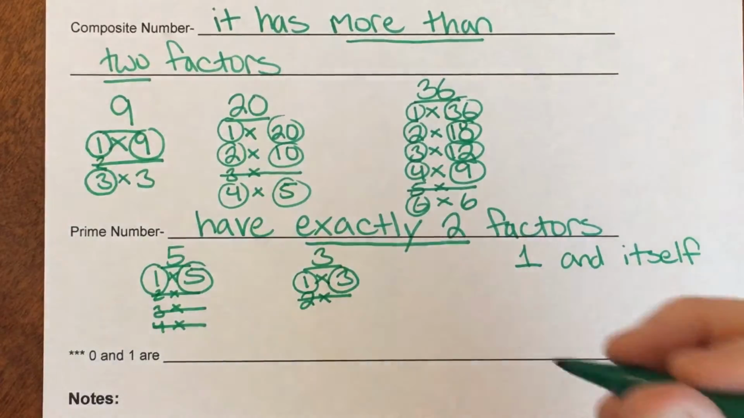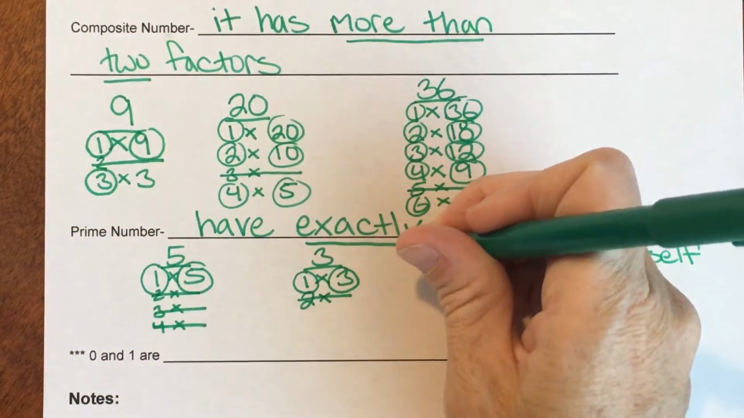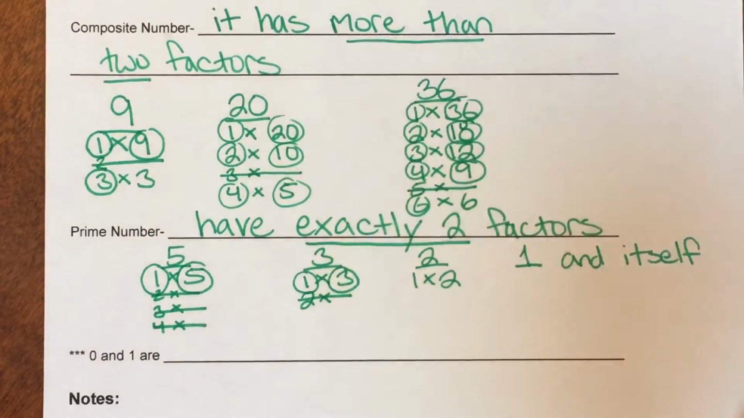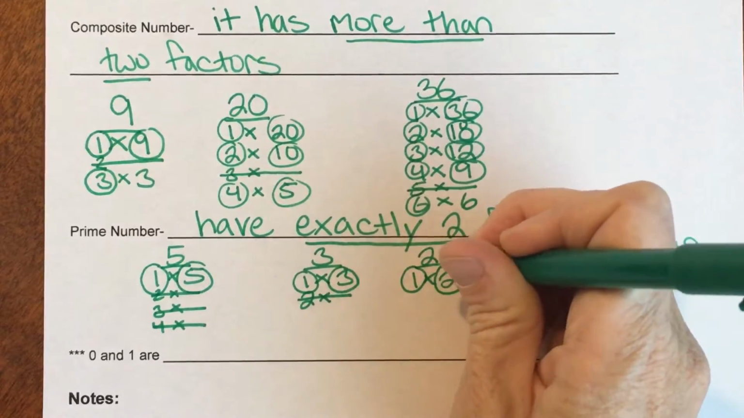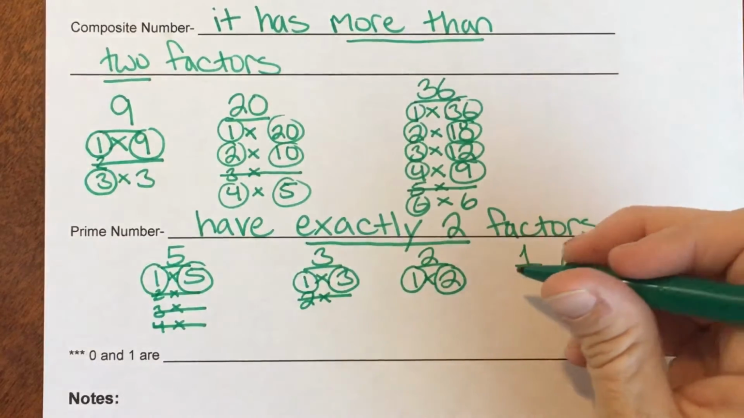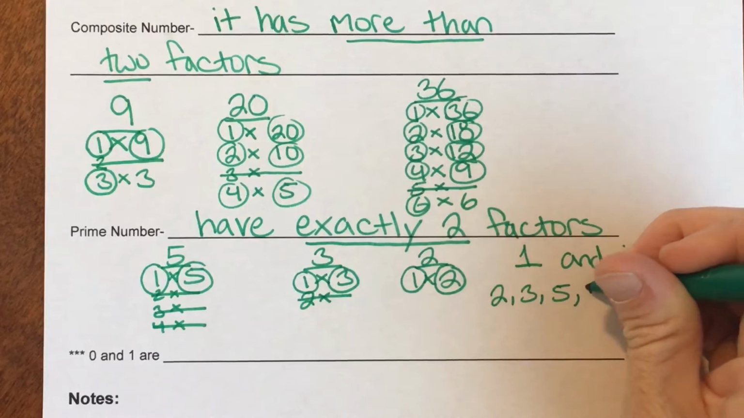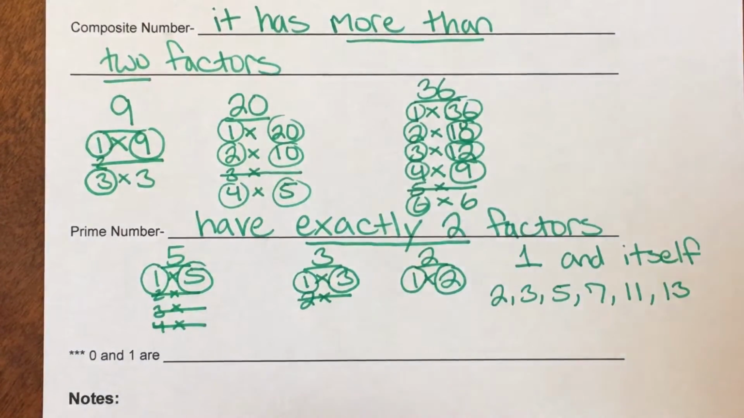The most common prime numbers are, actually let's try this one because this one always surprises people. 2. 1 times 2. And then if I go to 2, it repeats. So 2 is actually a prime number. It's the only even prime number. So our most common prime numbers are 2, 3, 5, 7, 11, and 13. And we could go on, but those are the ones that we probably want to become most familiar with.